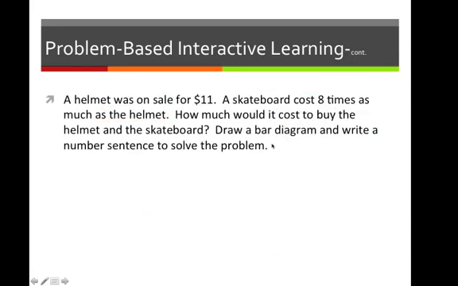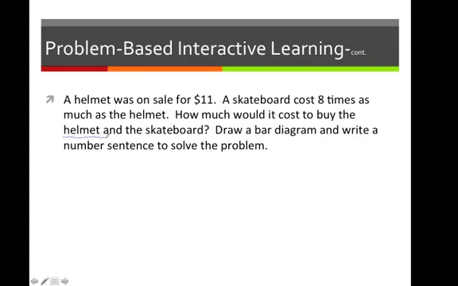A helmet was on sale for $11. A skateboard costs 8 times as much as the helmet. How much would it cost to buy the helmet and the skateboard? Draw a bar diagram and write a number sentence to solve the problem. I'm going to begin by underlining the key information in the problem. So let's start with how much would it cost to buy the helmet and the skateboard?